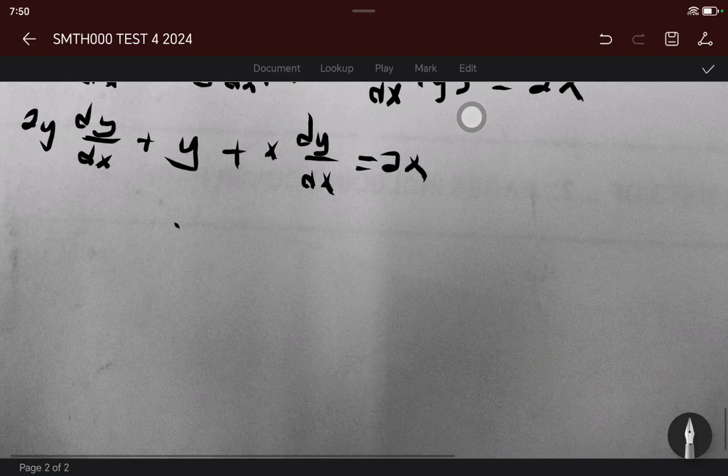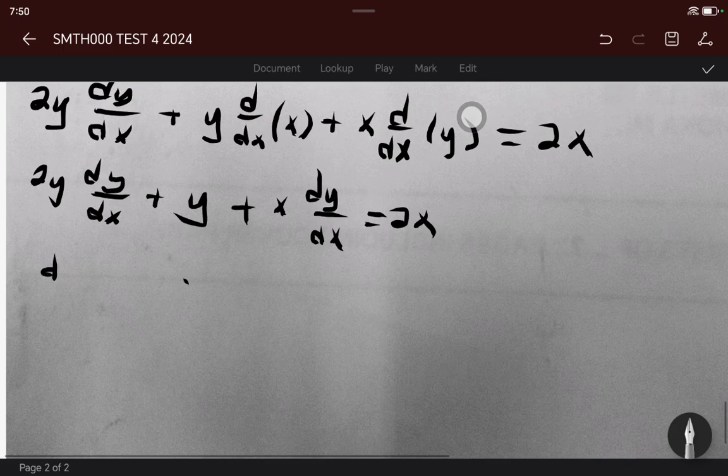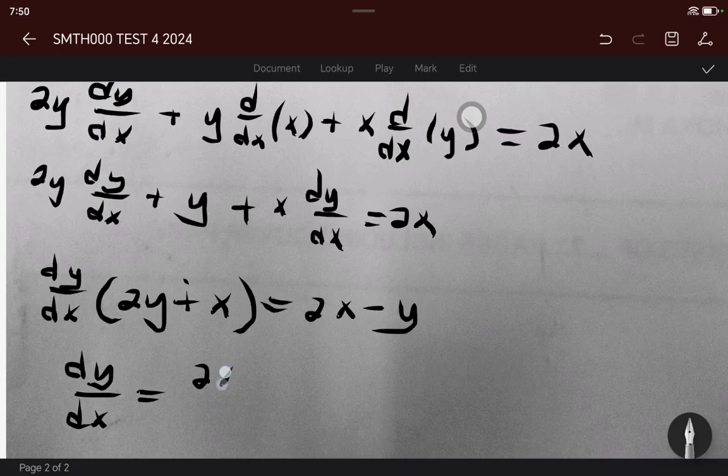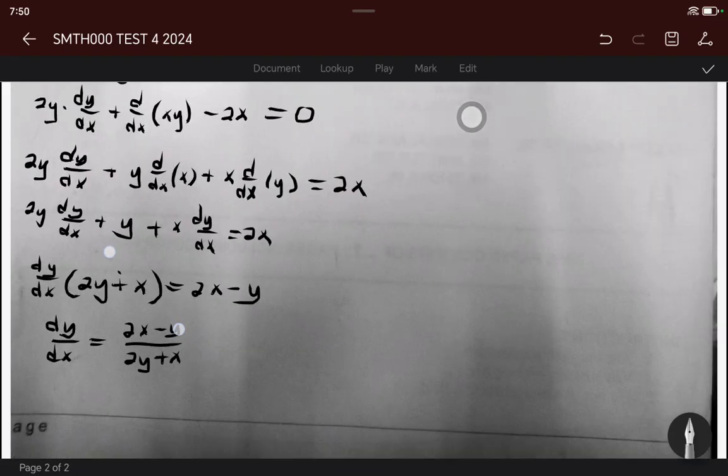So here, I can factor out the ones that have dy over dx. Then the one which does not, I take it to the other side. So this will be 2y plus x, which is equal to 2x minus y. It means that dy over dx will be equal to 2x minus y over 2y plus x. So this is our dy over dx.